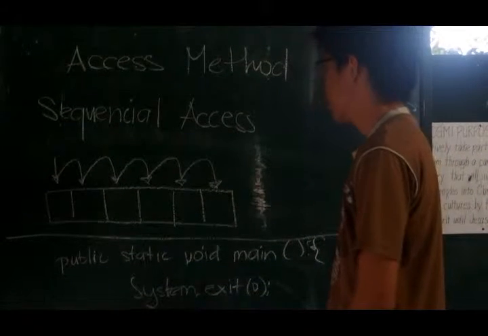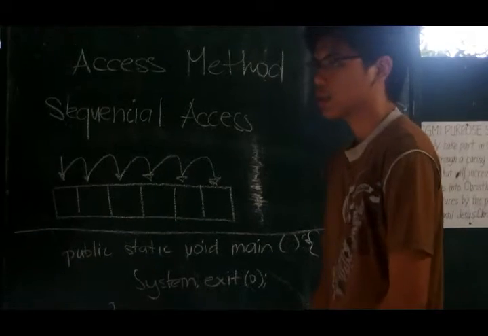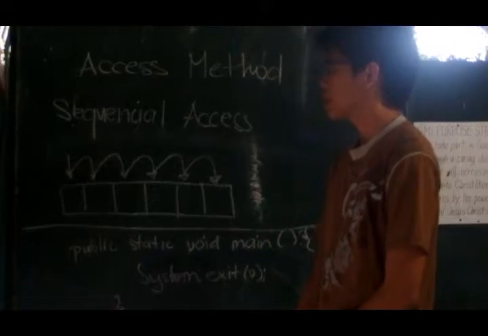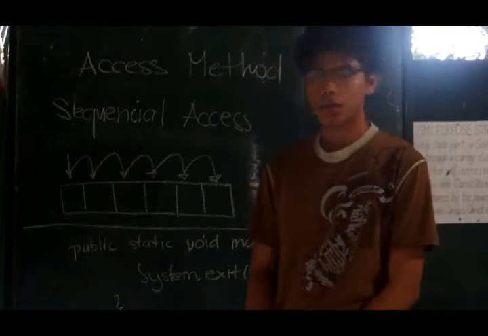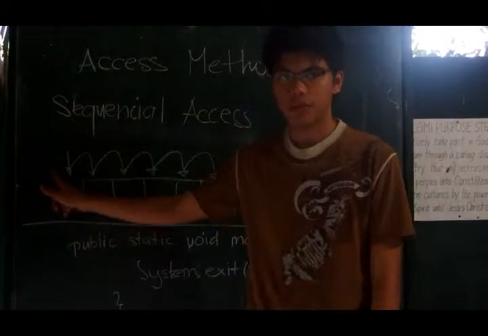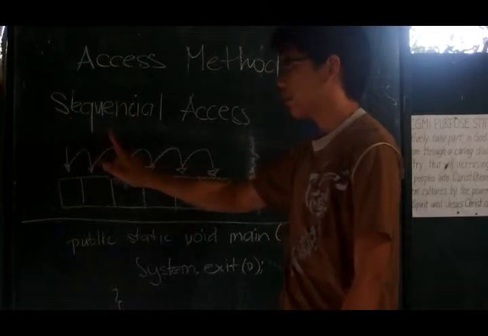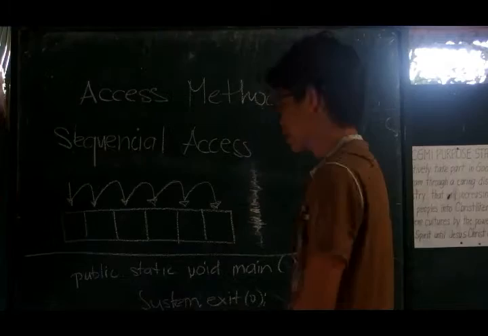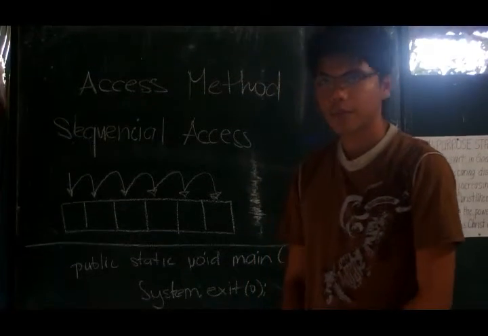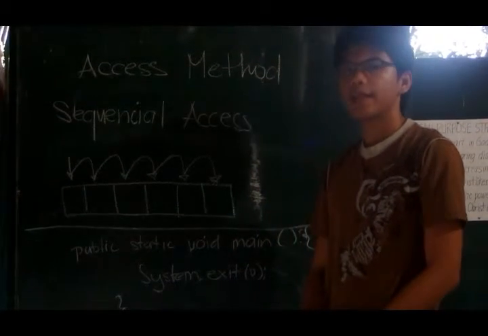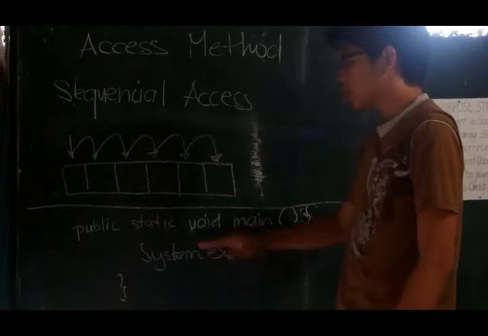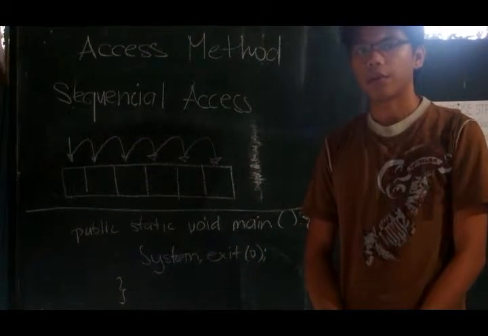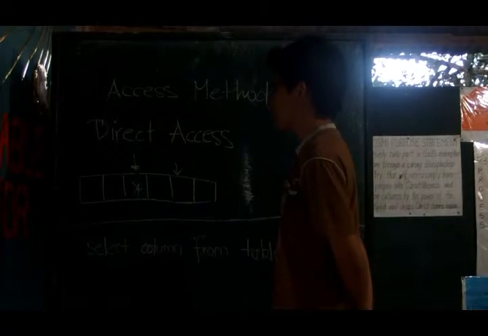Sequential access method is a file access method wherein accessing the file contents is done in sequence: the first part of the file, second, and so on. The best example of this is program compilers, wherein compilers must access each line of the code in order to run the program.